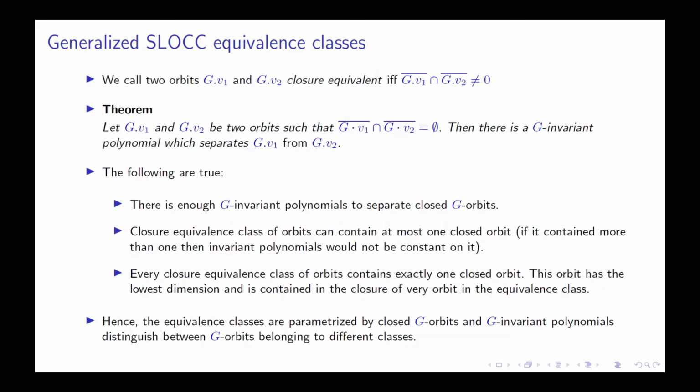Now, the following things are true. The closure equivalence class, so this class of orbits which are so connected, can contain only one closed orbit. If it contains more than one, then invariant polynomials would not be constant, because we can separate these closed orbits.